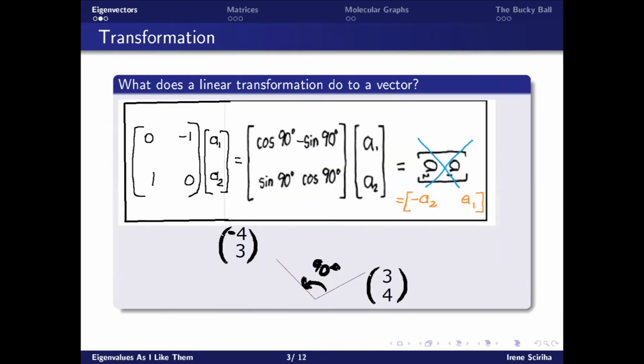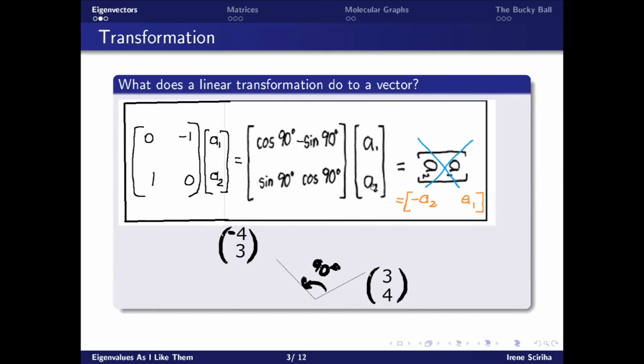Now, what does a linear transformation do to a vector? So let's consider this matrix, which is a rotation of 90 degrees. The first column is cos 90 degrees, sine 90, and the second column is minus sine 90, cos 90. So when you apply this to a vector, cos 90, as you know, is 0, sine 90 is 1. So actually we have a very simple 0, 1, minus 1, 0 matrix operated on A1, A2.